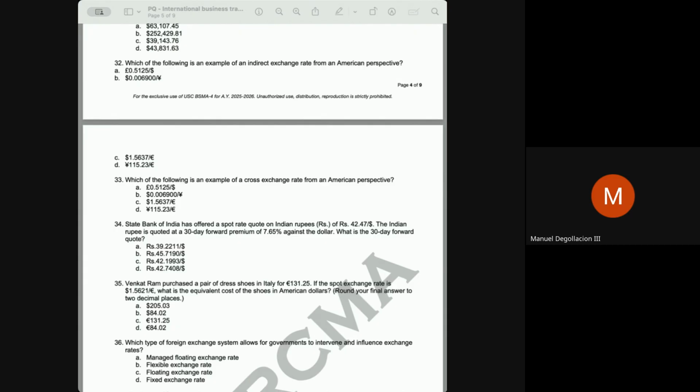So, obviously, the answer here would be letter D, since this is the only exchange rate that does not involve your US dollar, since we are looking at a cross exchange rate from the American perspective. So it should be an exchange rate that does not involve your US dollars. So the answer to number 33 would be D.